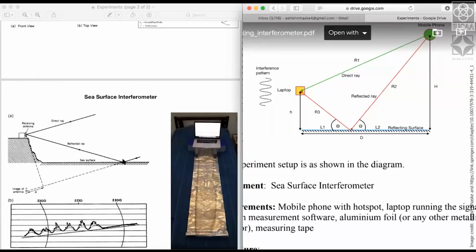At what frequency was the sea surface interferometer done? It was very low frequency, I guess close to 300 megahertz or so, at which the water is a good reflector. In fact, it also depends on how pure the water is. Distilled water has very different characteristics than one with salt. So sea surface has a very special additional connotation about the salt content.